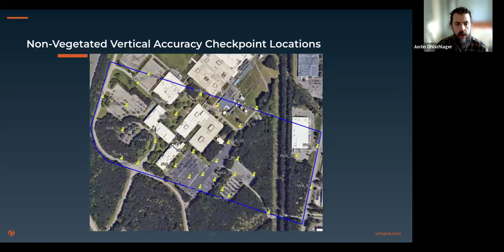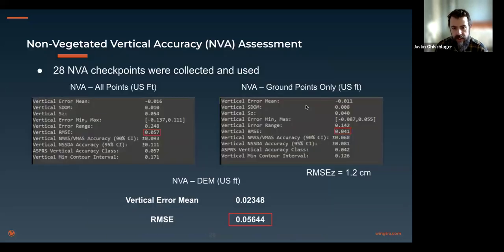And so next, I will briefly touch upon this. We use that control in order to debias the data, but we also wanted to have some independent check shots. And so we have both non-vegetated areas as well as vegetated areas. For the non-vegetated areas, the key factor that we found when looking at the ground points only, we found a root mean square error of 1.2 centimeters, which is a little bit better than the control root mean square error. So really like those numbers.